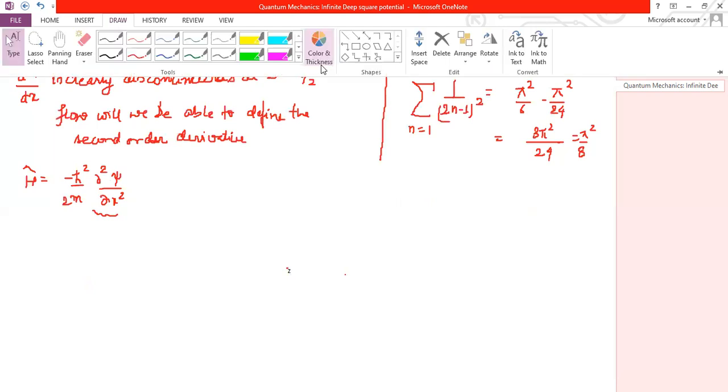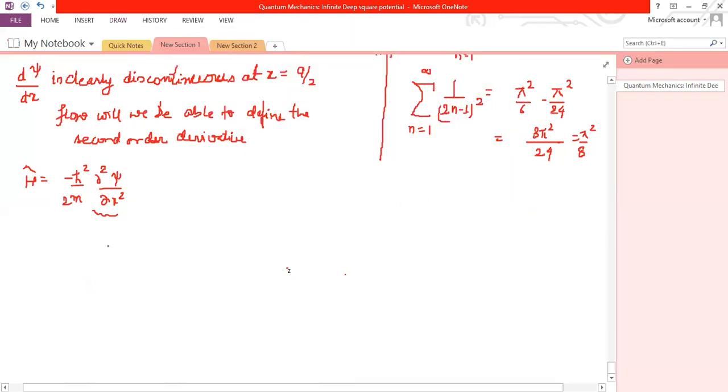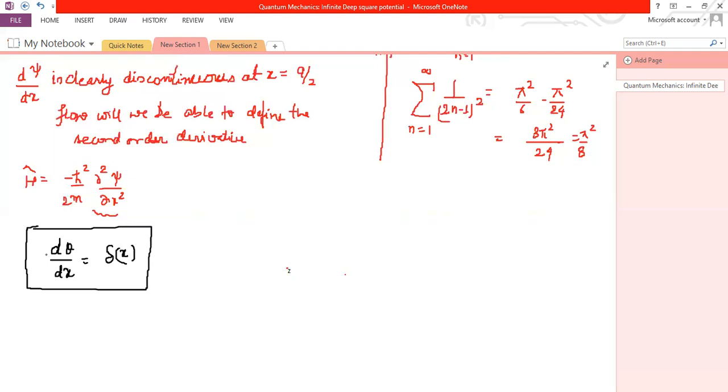So I've already taught a few things. One of them was the Dirac delta function. I've taught that dθ/dx is simply the Dirac delta of x. So basically, if I'm defining a unit step function, then the derivative of the unit step function can be written in terms of the Dirac delta function. Now we'll utilize this trick, and then we'll see how to do this particular problem.